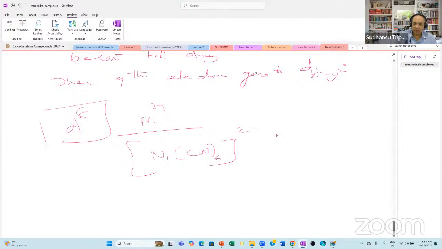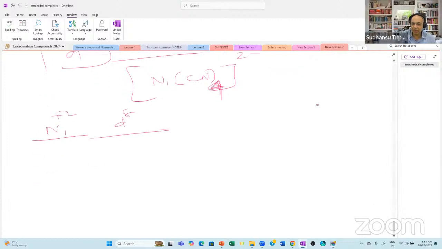Whole 4. I'm so sorry, whole 4. So nickel is in the plus 2 state, D8 configuration. We know this is a square planar complex.